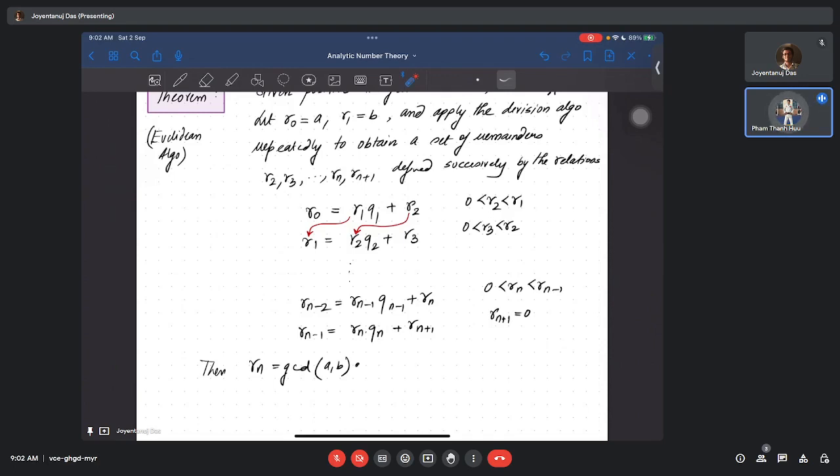Actually, we divide A by B and get the remainder.